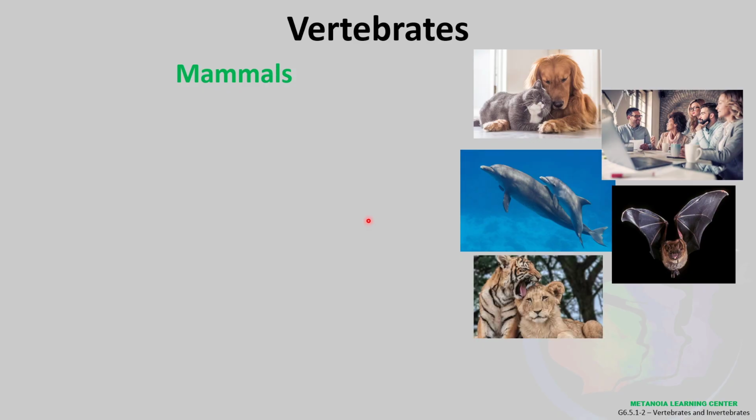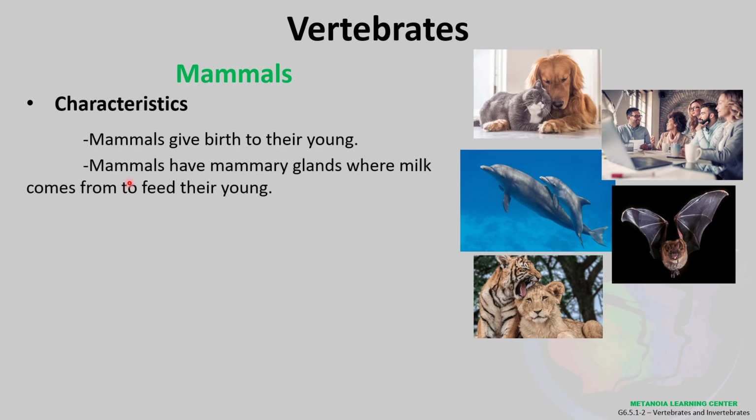Mammals, okay. Examples of vertebrates din. So mapapansin niyo, they are human beings. So basically we are mammals. Okay. So characteristics: mammals give birth to their young. Mammals have mammary glands where milk comes from to feed their young. Breastfeeding.